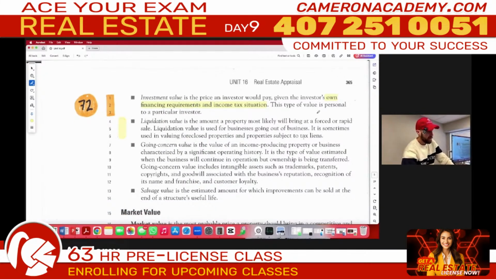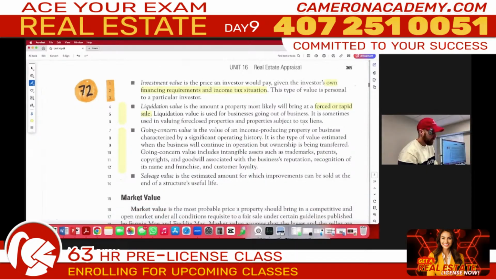Liquidation value is what you can sell it for as a forced or rapid sale. If you had to sell it immediately right now because you had to, what's the most that you can get out of the property? That's what liquidation value is. Going concern value, we're going to come back to this in a later unit. But then we come across salvage value. This means if your property were to be completely destroyed, what's the value of scrap materials that could be salvaged? These raw materials have a value, and that's the value that we're referring to here.